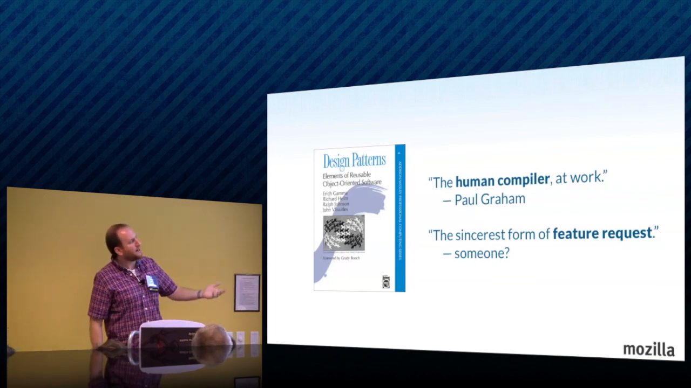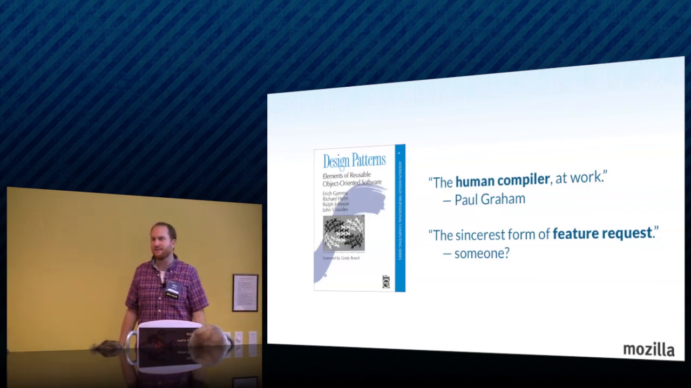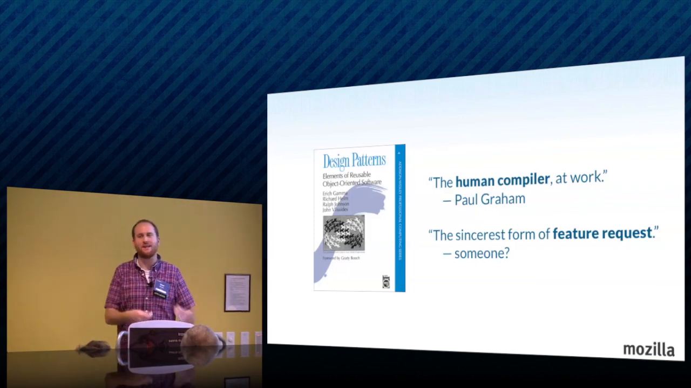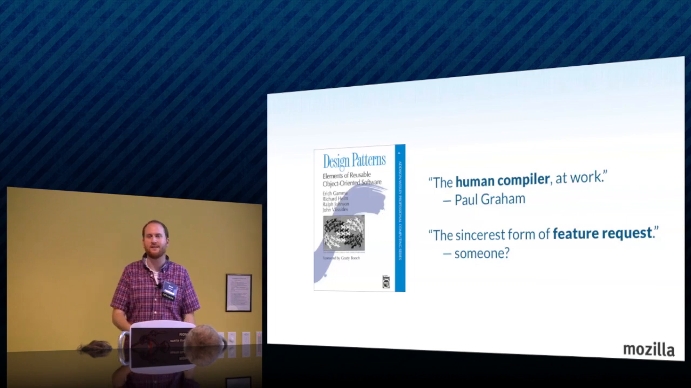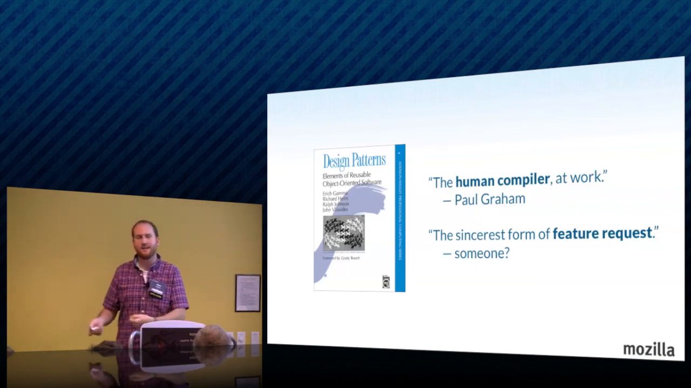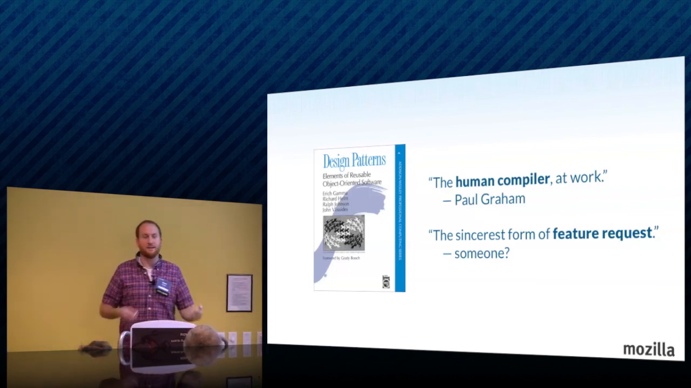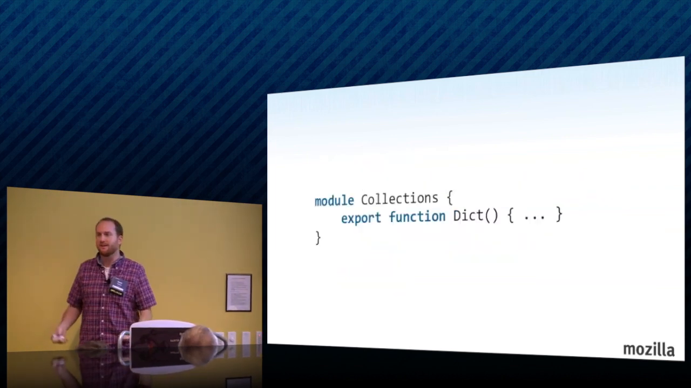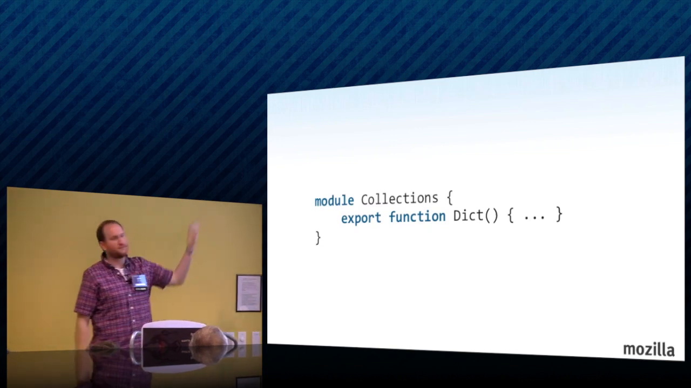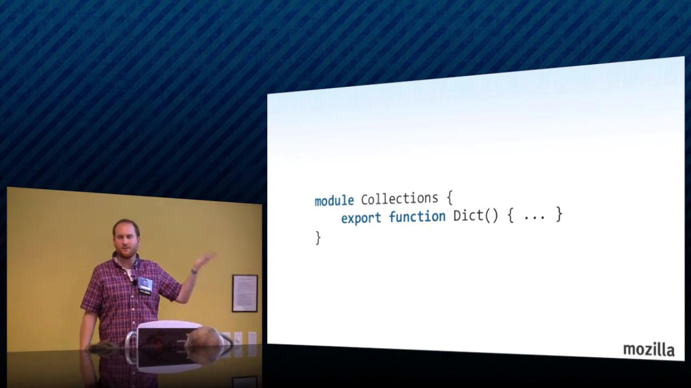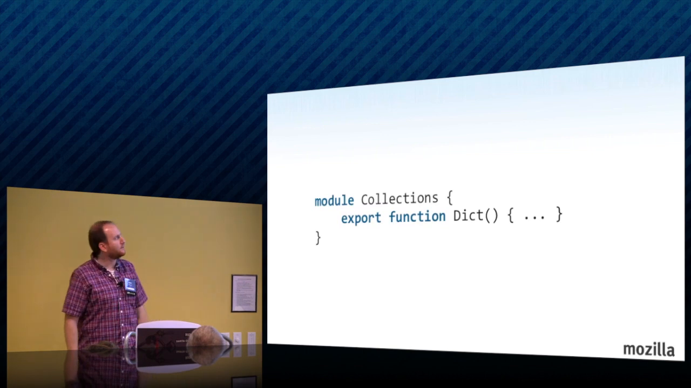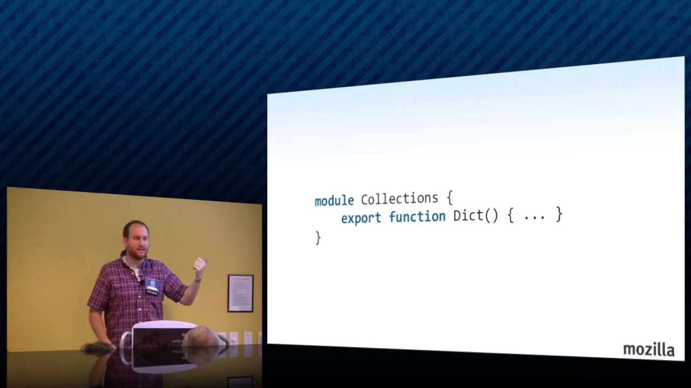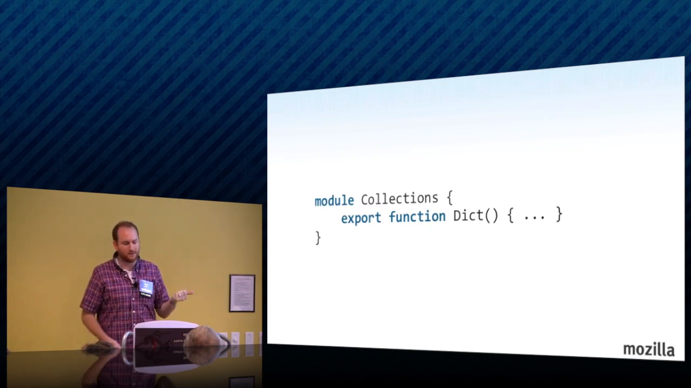I don't know if anybody has ever actually said this, but I like to think of design patterns as the sincerest form of feature request. When programmers are writing the same boilerplate code over and over again, they're saying there's something missing in this language that I wish it had, and this is my workaround. But it would be nice if I didn't have to work around it. So if we just had modules directly in the language where you could say module collections, you could just write the code sort of the way you meant it. You could decide what you wanted to export simply with an export keyword. This already looks a lot cleaner. It looks a lot more like the intent of the code.